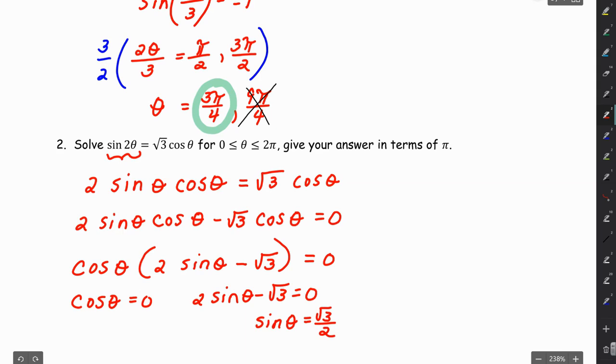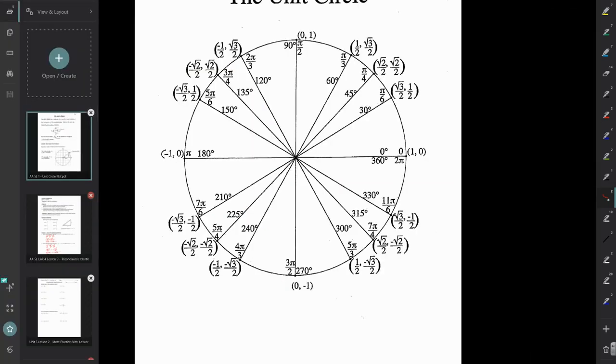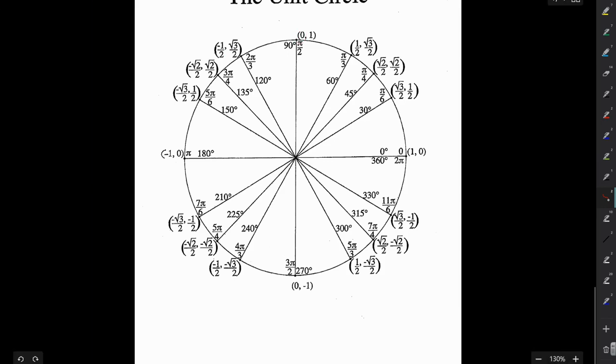So we want to know where on the unit circle is the cosine equal to 0 and where on the unit circle is the sine equal to √3 over 2. So let's go back to the unit circle. On the unit circle, the cosine is equal to 0 at pi over 2 and 3 pi over 2.